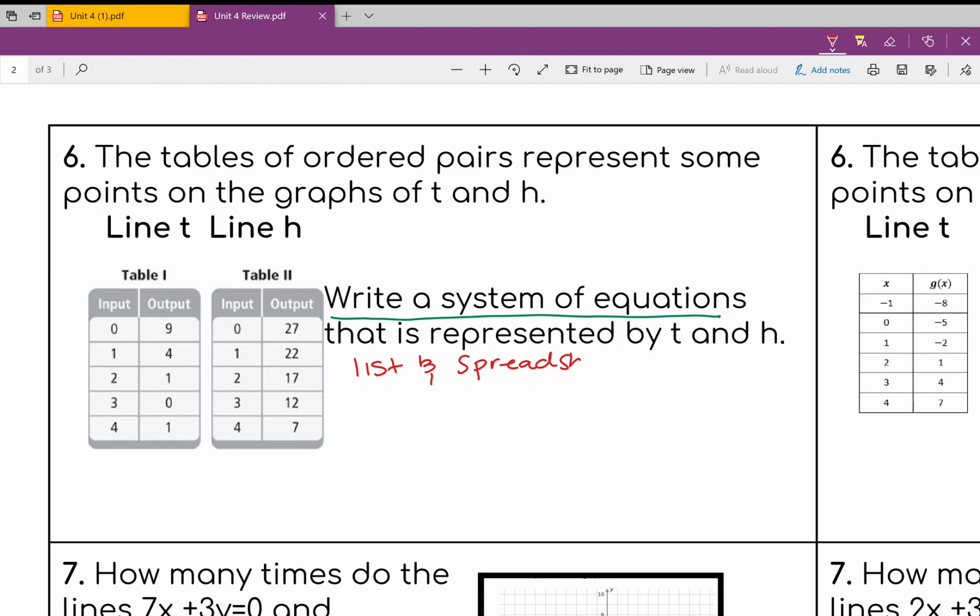So if you use lists and spreadsheets, remember on lists and spreadsheets, we had to type in the table. And then once we typed in the table, we went to data and statistics, which was that purple icon. And then we typed in the values, menu 461. So I'm not showing you all the steps here because we have notes on this. If you need more clarification, the video before this shows you exactly on the calculator how to do lists and spreadsheets. So once I did lists and spreadsheets, I got, for the first table, y is equal to negative 5x plus 9. And for the second table, I got y is equal to negative 5x plus 27.